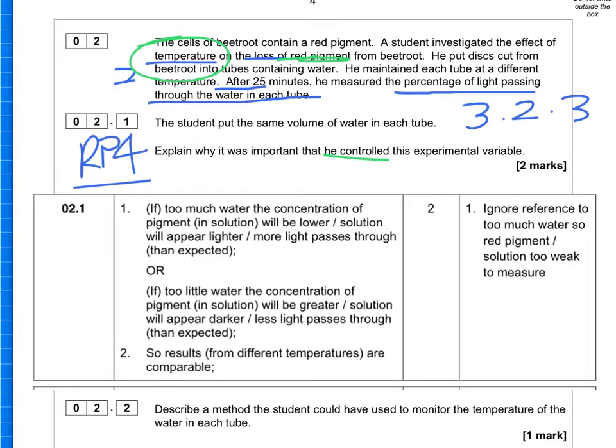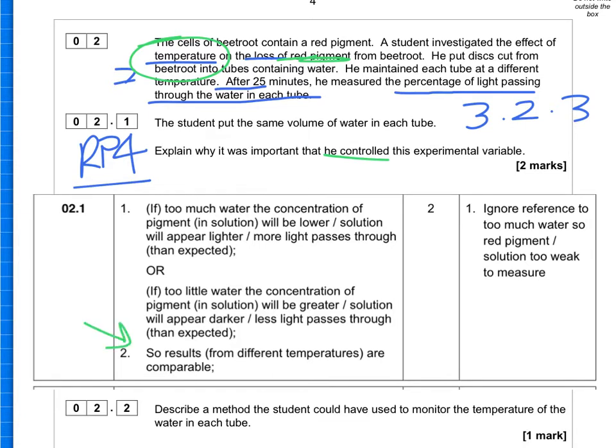With these types of questions, when you're looking at control variables, it's really important that looking at a factor, for example, such as the volume of water in this case, you want things to be the same so you can compare your results, because the independent variable is going to be the temperature, the thing that you are changing, and then you're measuring the red pigment probably using a colorimeter. But you need to know that that's quite a common style of question.